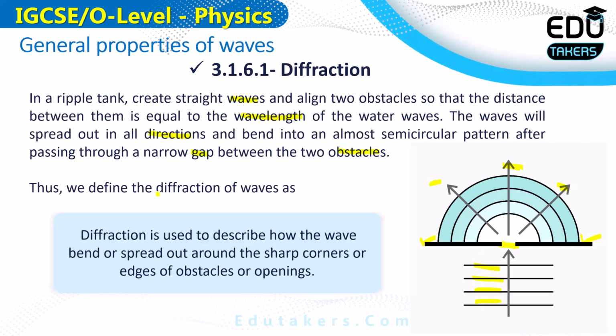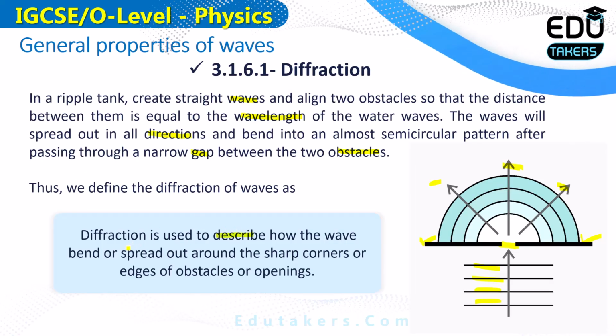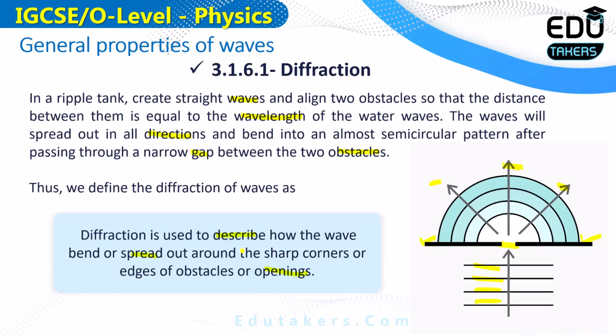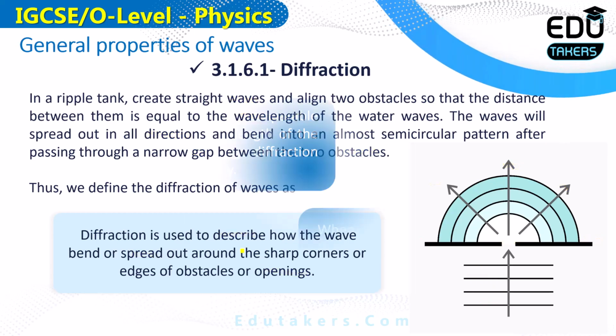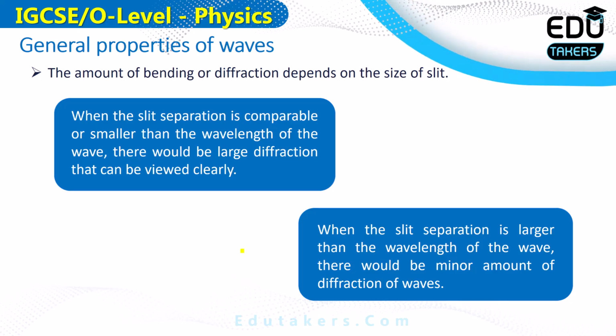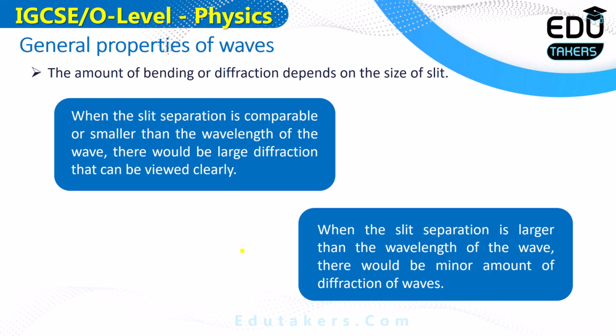We define diffraction of a wave as describing how waves bend or spread out around the sharp corners or edges of obstacles or openings. So in diffraction, we basically study how the waves spread out around the edges of the obstacle. The amount of bending when the wave passes through the separation between two barriers depends upon the distance between the barriers and the wavelength.